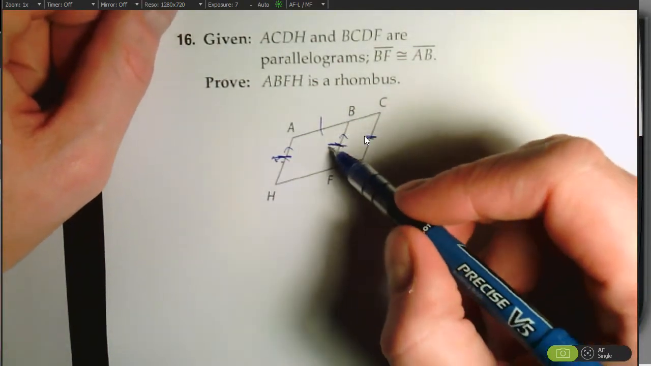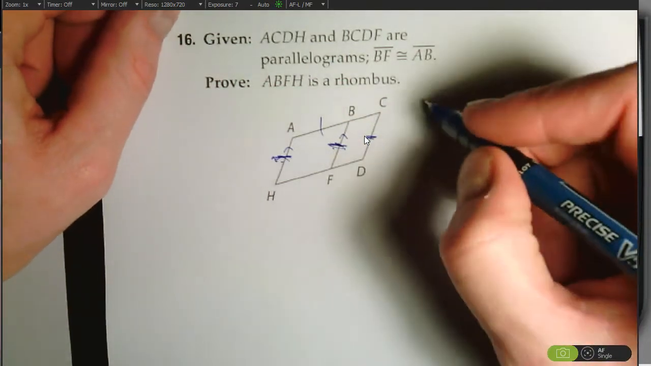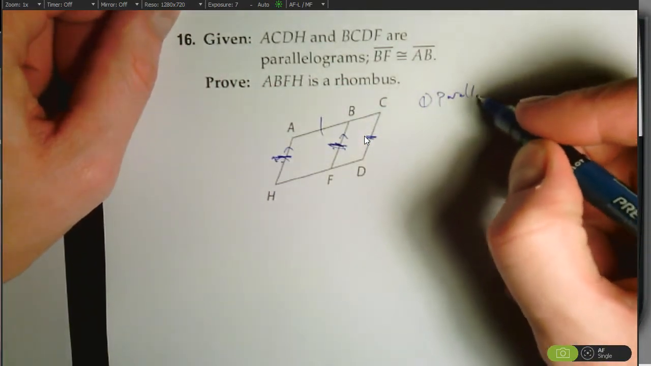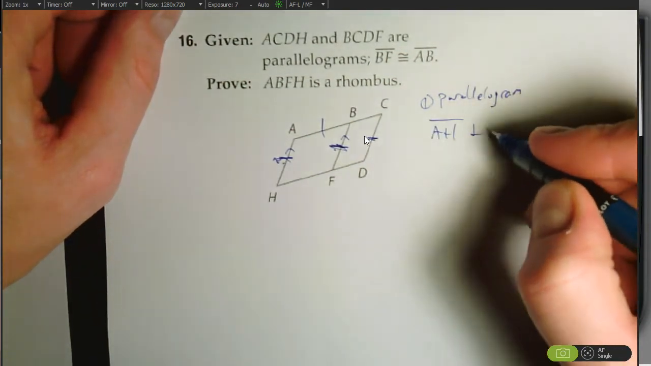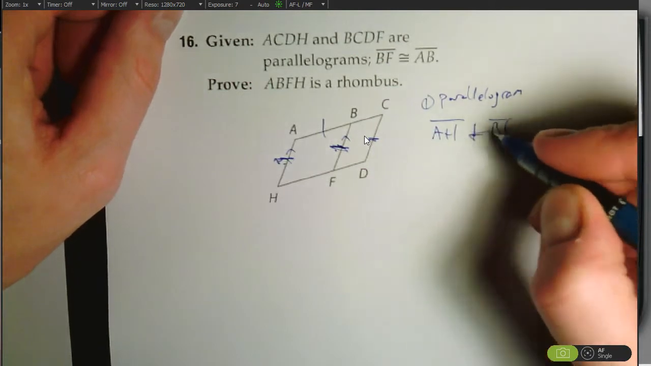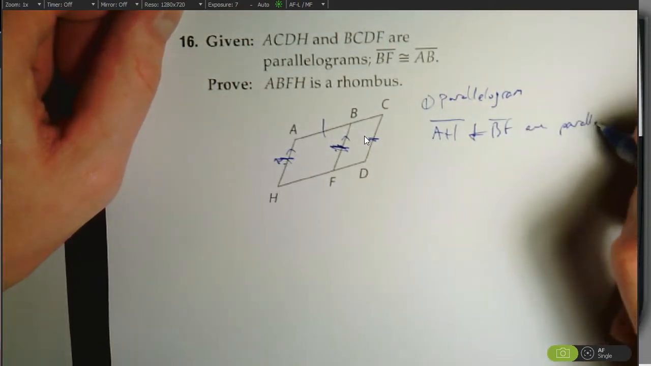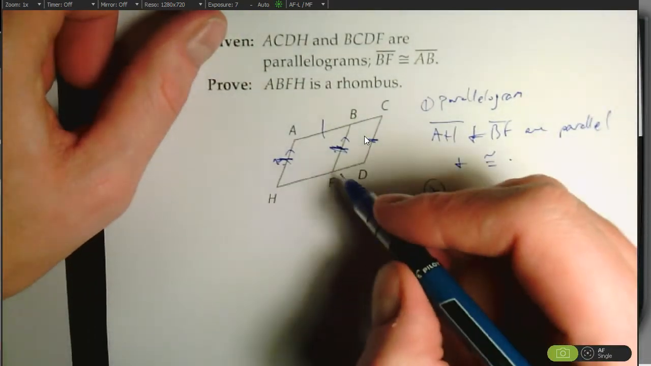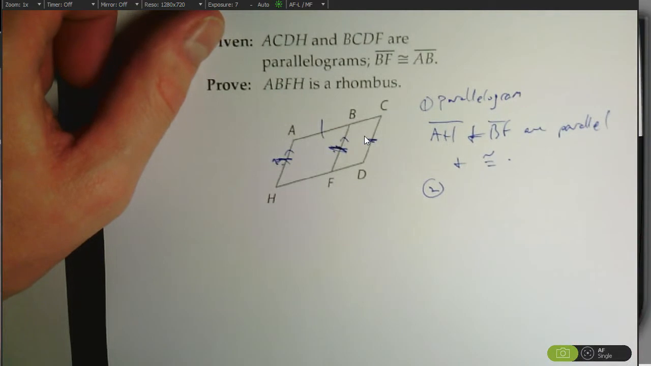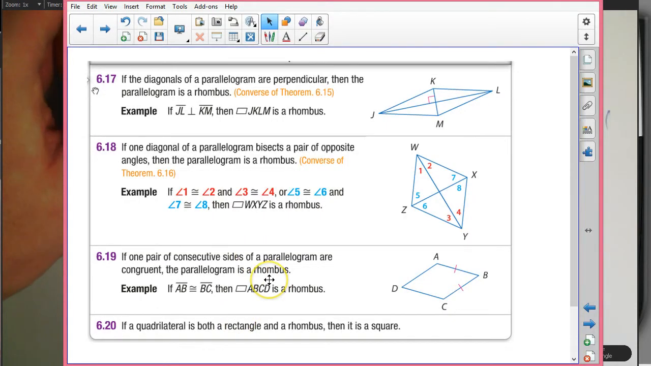And then the last thing would be, okay, we've got a parallelogram, and since we have a parallelogram, we've already proven that. So AH and BF are parallel and congruent. We can prove it's now a rhombus by theorem 619. If one pair of consecutive sides of a parallelogram are congruent, it's a rhombus.